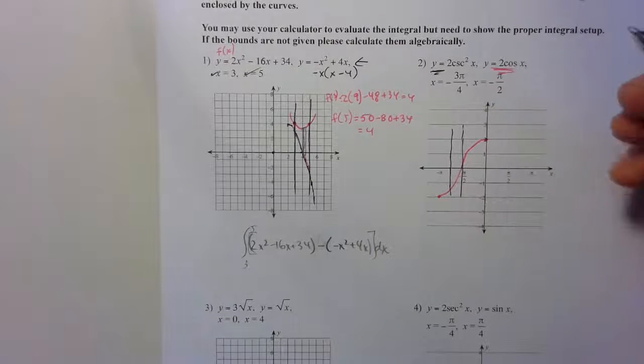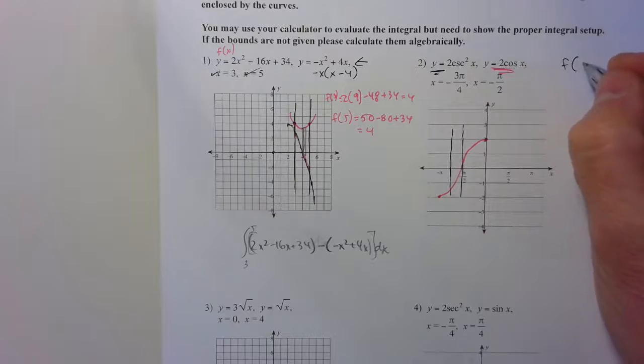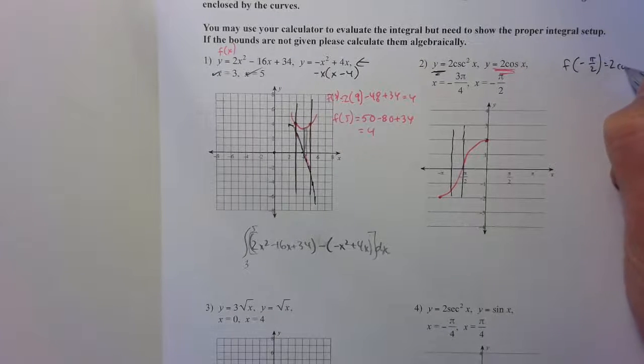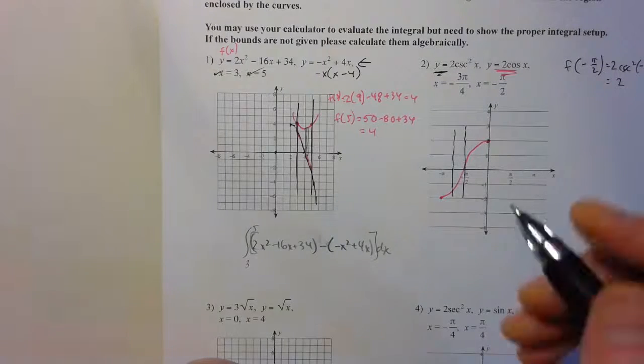Cosecant squared. We don't all remember cosecant squared. No big deal. I'm going to plug in my endpoints, negative pi over 2 there, for 2 cosecant squared of negative pi over 2. The sine of negative pi over 2 is negative 1. Flip it, it's still negative 1, squared it's positive 1, so that's 2 overall.